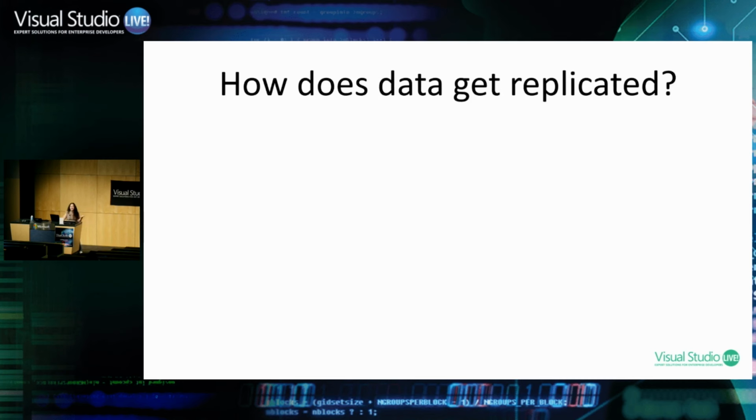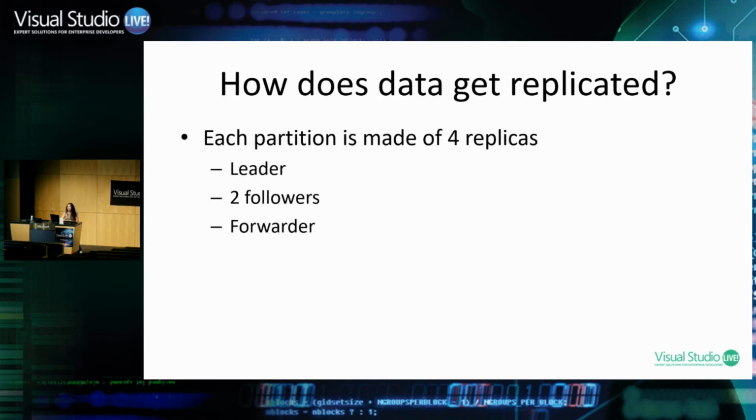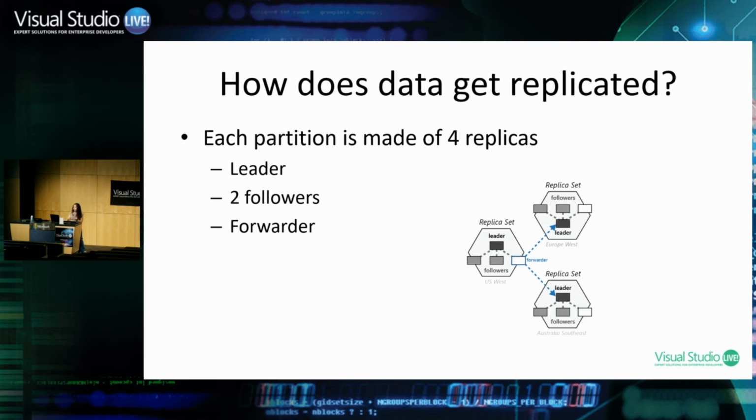So how does this automatic replication work? If you think back to that first chart, when I showed you a container has multiple partitions, that was actually a bit of an oversimplification. Each partition is not one machine, it's actually 4 machines. Each partition is made up of 4 replicas. You have a leader, 2 followers, and a forwarder. These 4 replicas work together to form a replica set.